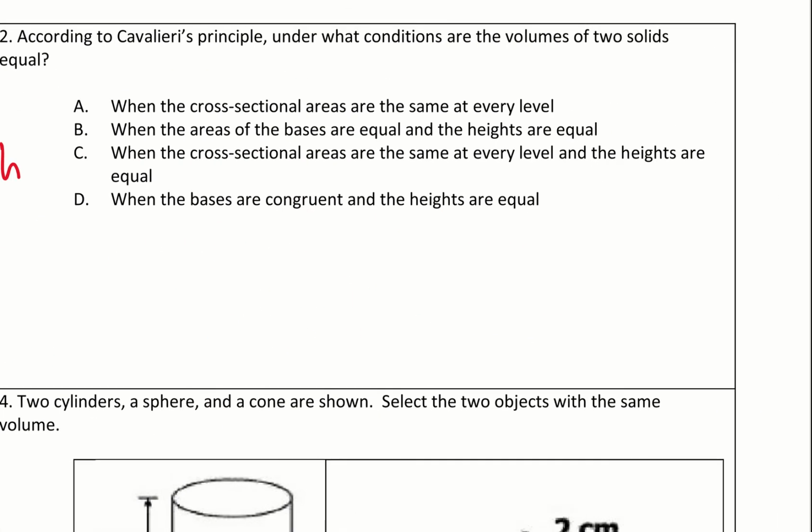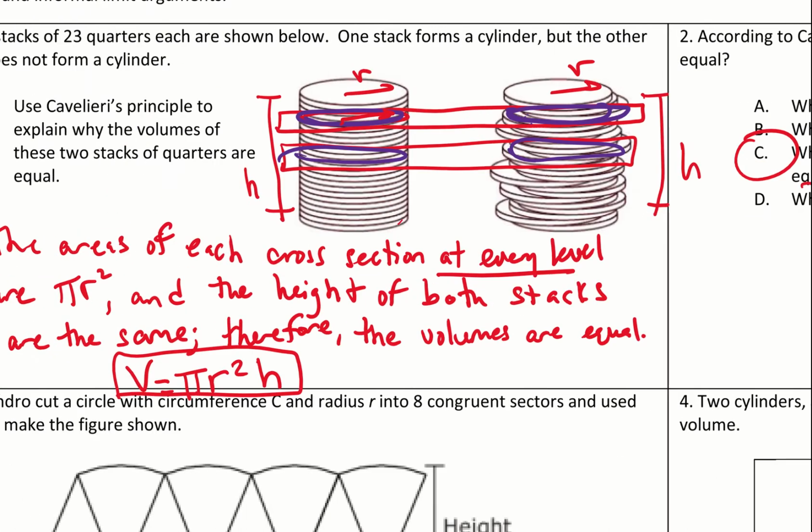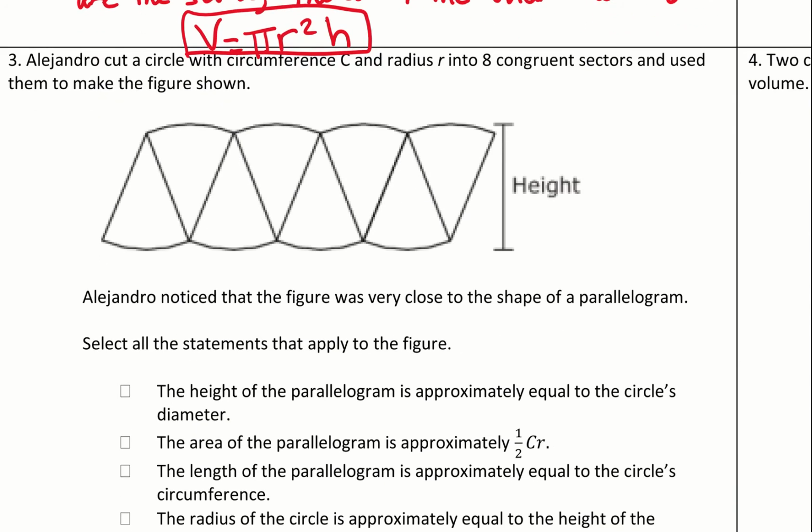Okay, so according to Cavalieri's principle, under what conditions are the volumes of two solids equal? And we said that earlier: when the cross-sectional areas are the same at every level and the heights are equal. And there you go. So number 3, Alejandro cut a circle with circumference C and radius R into 8 congruent sectors and used them to make the figure shown.